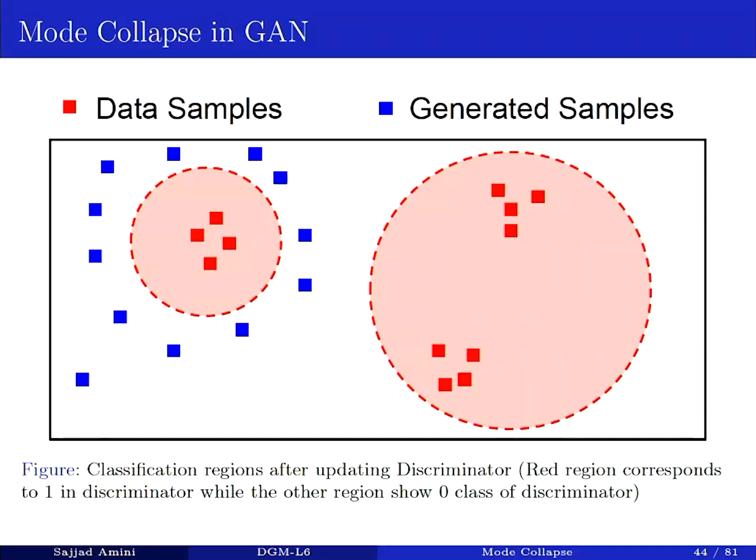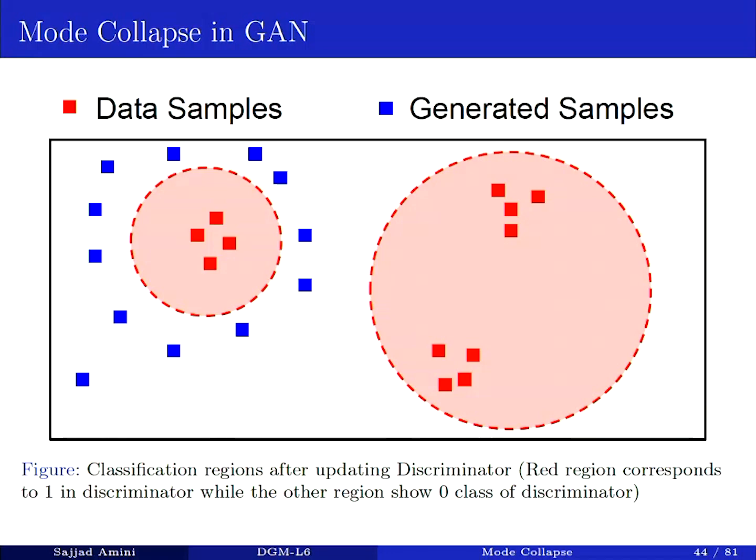So now we want to talk about a major problem in original GANs, which is mode collapse, and it is an important point to understand. Assume that we are in a training procedure, and now we have this result. What is this result? The blue boxes are generated samples, and the red ones are the data samples.